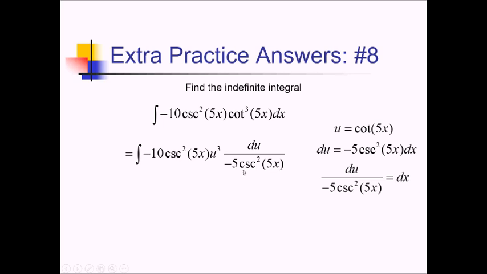It looks like these cosecant squared 5x's are actually going to cancel. That's nice. We also have negative 10 over negative 5, which is 2. So we have the much nicer looking expression 2u to the third du. Using the reverse power rule now, this new exponent bumps up to a 4. Dividing by that, we have 2 over 4, or 1/2, u to the fourth power plus c. And then I'll just go ahead and replace u with cotan of 5x. So I'm going to write 1/2 cotan to the fourth of 5x plus c.